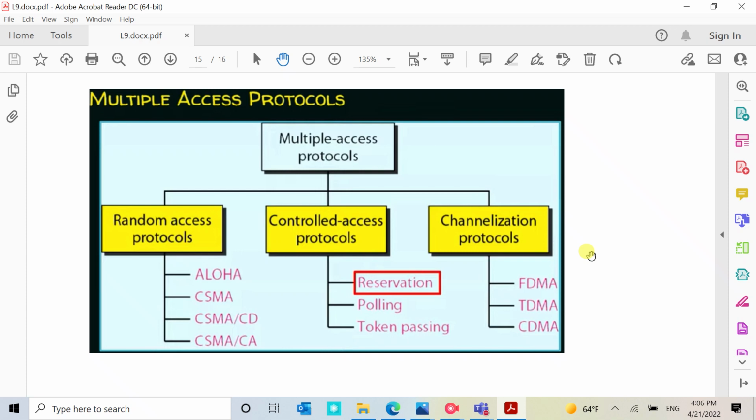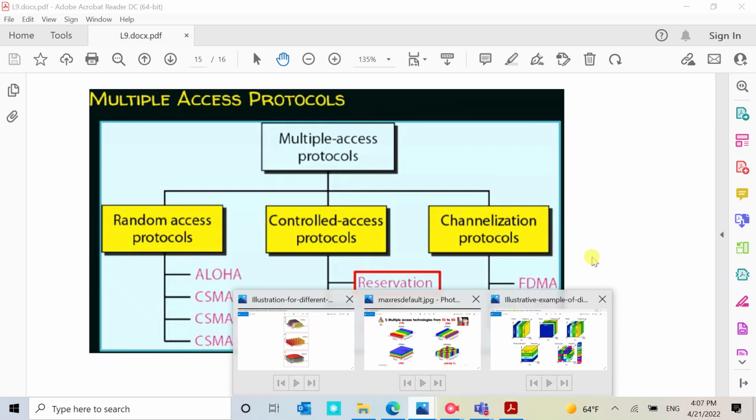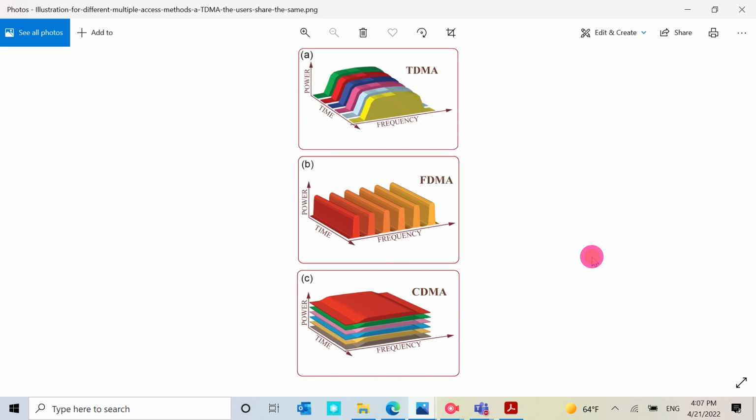The last part that we want to talk about here is channelization protocols, including FDMA, TDMA, CDMA, OFDMA, NOMA, and the space division multiple access, SDMA. We want to understand the meaning of each one of them and how they work and see some visualization as well. So let's start with TDMA over here. You see with me this figure over here. We have TDM in part A, FDM, CDM.